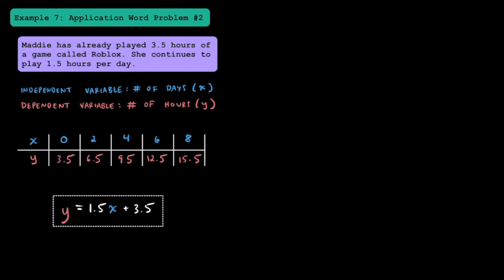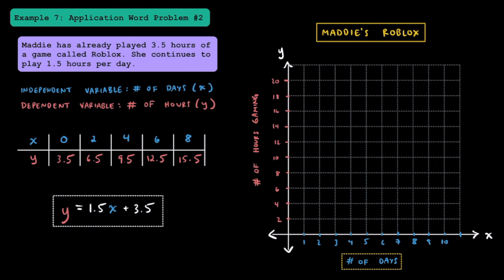Now let's make a graph. We can put the number of days over here along the x-axis, and the total number of hours Maddie spends playing Roblox along the y-axis. And once you give the graph a title, let's plot some points. Once you finish plotting your points, draw a line and put some arrows on it. When you look at this graph, you can visually see that when 6 days go by, Maddie plays 12.5 hours of Roblox. And the cool thing about the equation is that you can predict how many hours she'll play Roblox for any given number of days.